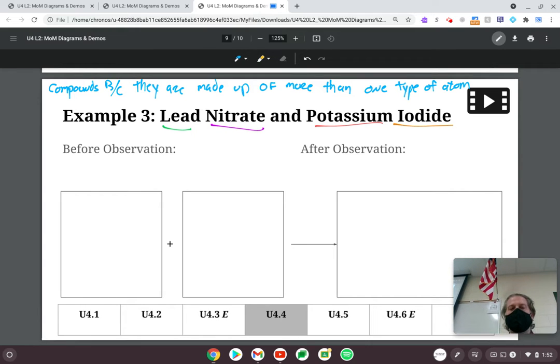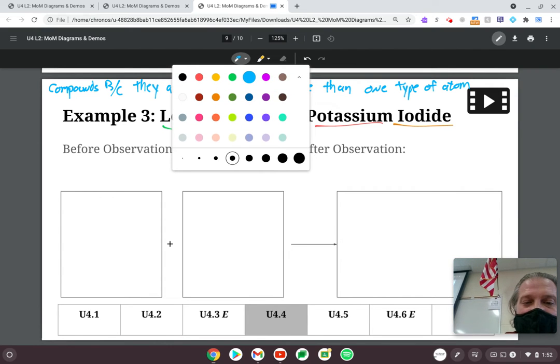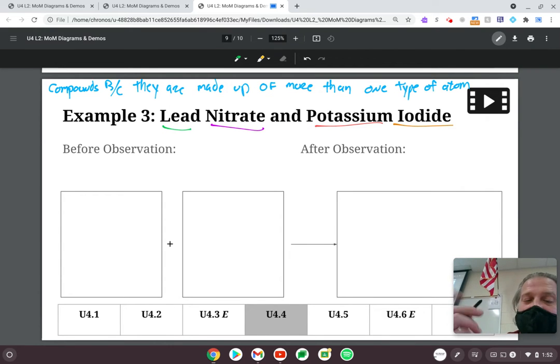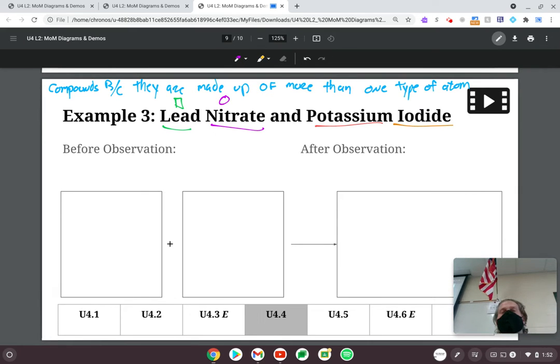Okay, in both cases. We're going to focus first of all on the lead nitrate, and I'm going to say that lead, I'm going to start with a square, and nitrate, I'm going to start with a circle when I go ahead and I draw it out. Now, the next thing I'm going to do is show you what lead nitrate looks like. And this is what lead nitrate looks like.